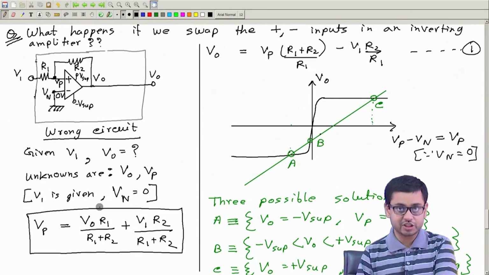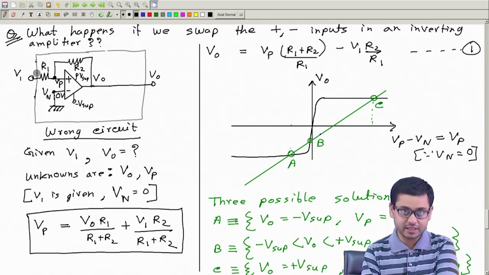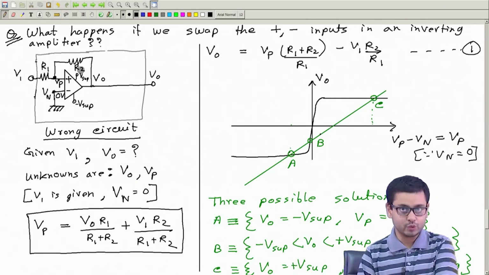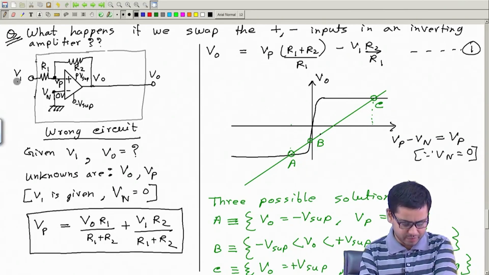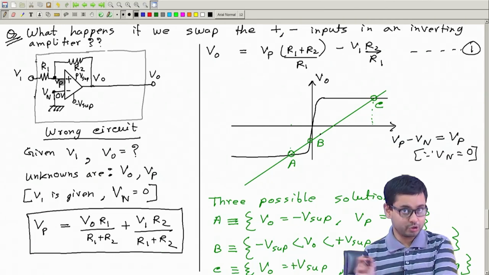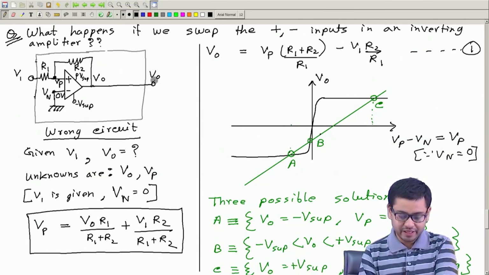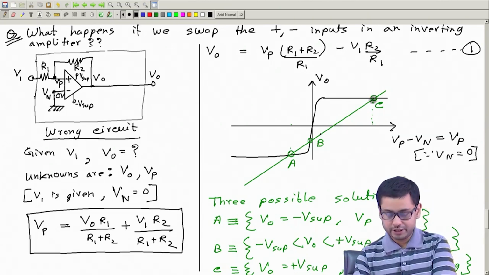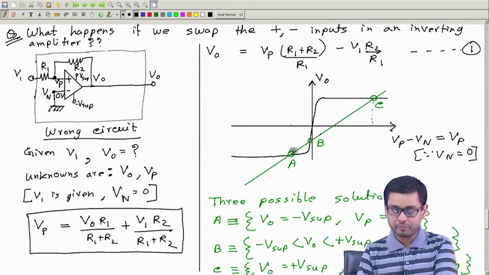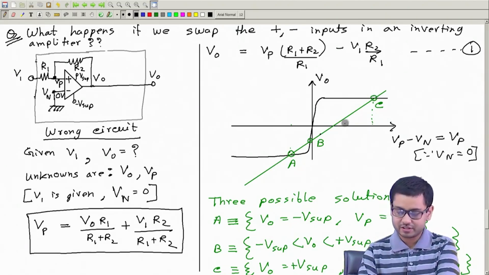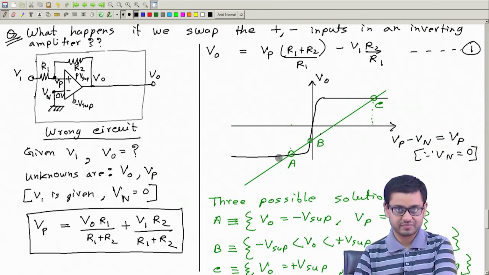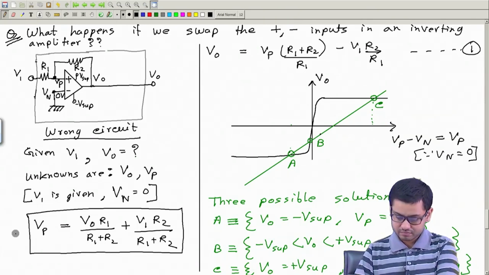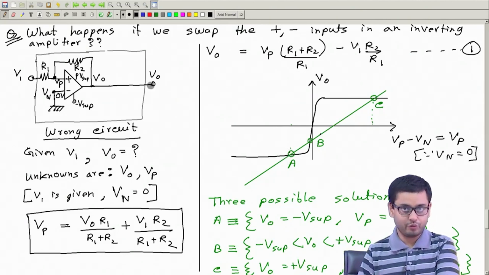And in this detailed analysis we see, no, the output will not be equal to V1 multiplied by R2 by R1. It will not be so. Instead, output will be either plus V supply or minus V supply. So we call this the output going to saturation, positive saturation or negative saturation. And which one will it go to? That depends on the previous value of VO.